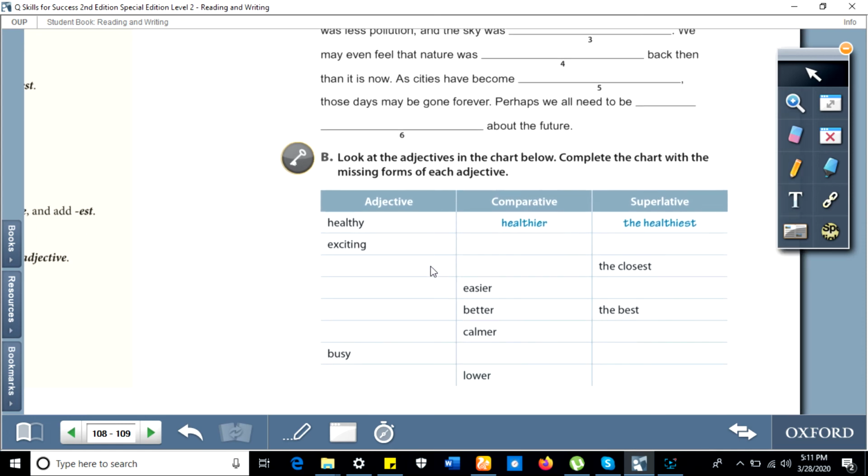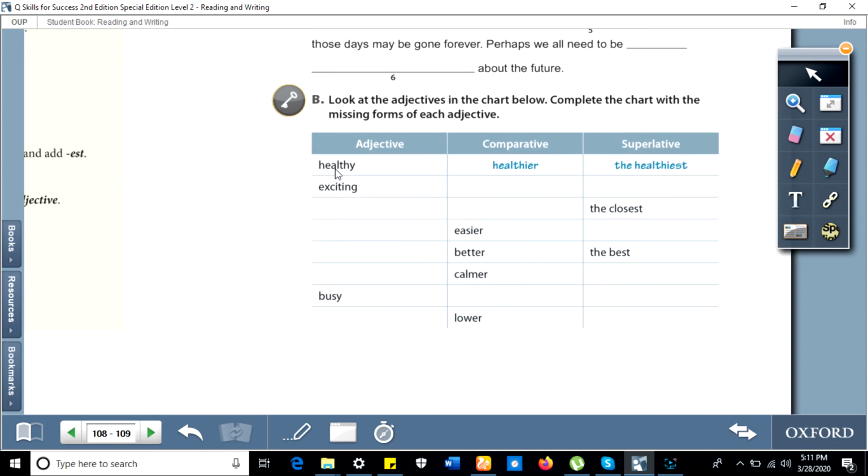Next up, you look at the adjectives in the chart below. Complete the chart with the missing forms of each adjective. So what you need to do is, this one is already done for you. Exciting, this is an adjective. You have to find out how many syllables it has. To find how many syllables, you need to find out how many vowel sounds there are.